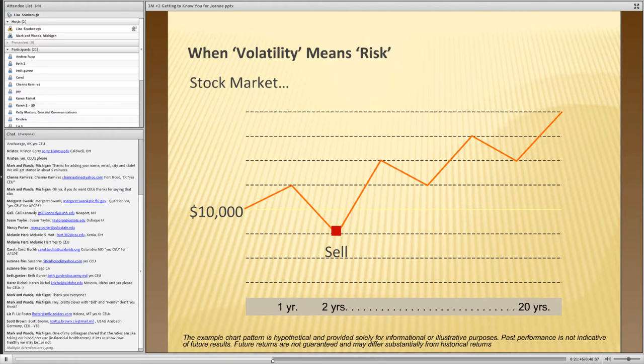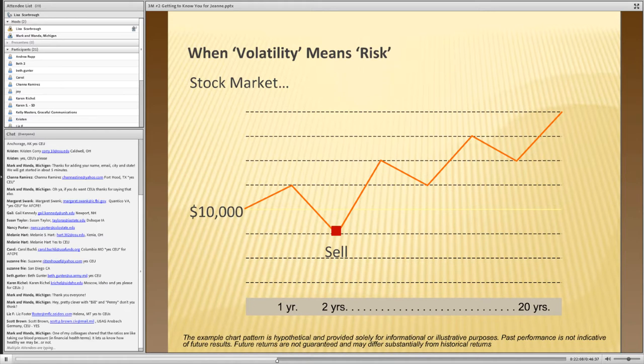Now, here's where volatility means risk. I have a long-term investment, like the stock market, and I need money in 2 years, but I'm going to try to help myself because more often than not, the markets are up. So I absolutely necessarily knew I had money earmarked.